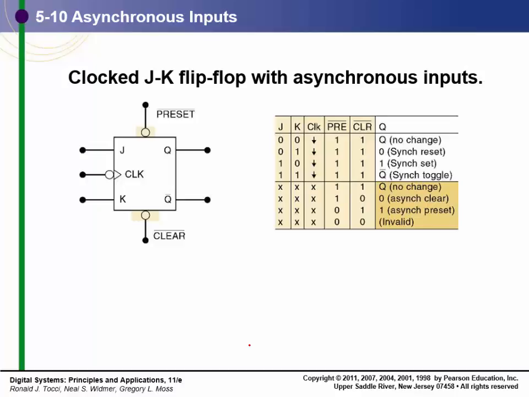This is an example of a JK flip-flop with a preset not and a clear not right here. And when we look at this, we are going to assume that this is the normal operation right here.